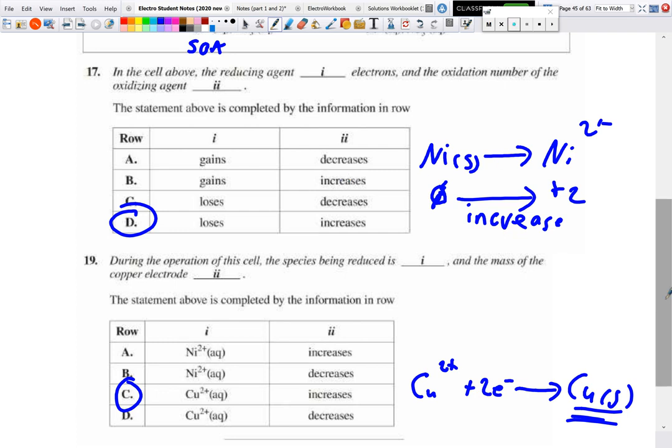Same thing with 19, during the operation of the cell, the species being reduced is, of course, copper 2 plus, because that was my strongest oxidizing agent. And the mass of the copper electrode, well, same thing. I draw out the half reaction that's happening. We have copper 2 plus, it's gaining electrons and producing copper solid. So we're having an increase in copper solid, so that is the mass increasing.